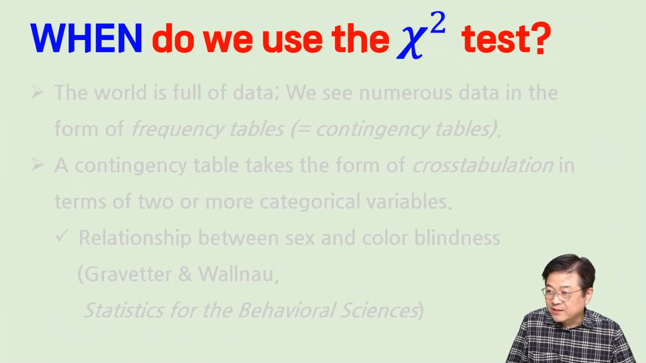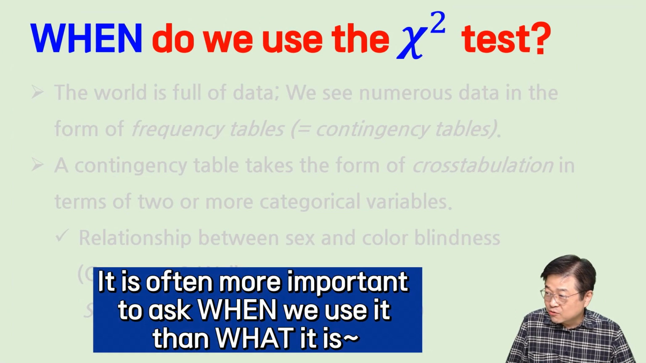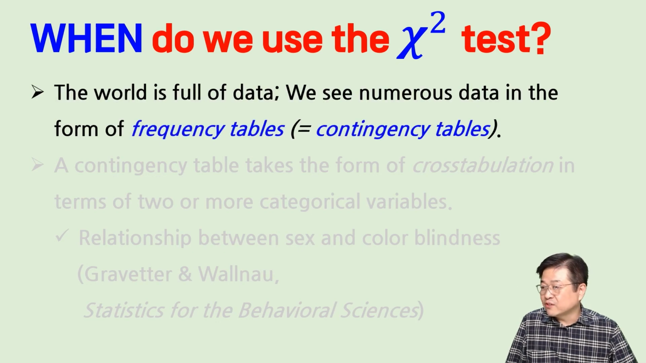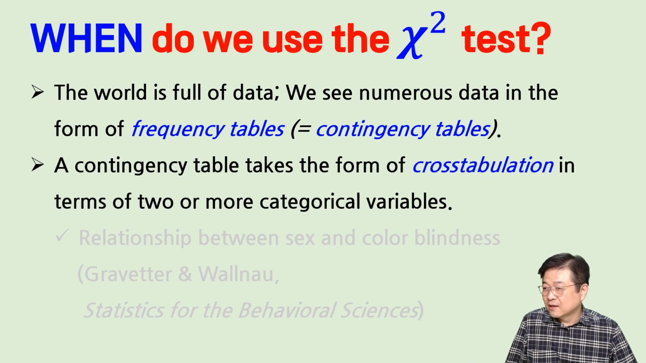In statistical analysis, it is often more important to ask when we use the particular test than to ask what the particular test is. We ask first when you use the chi-square test. The world is full of data. We see numerous data in the form of frequency tables or what we call contingency tables. A contingency table takes the form of cross-tabulation in terms of two or more categorical variables.